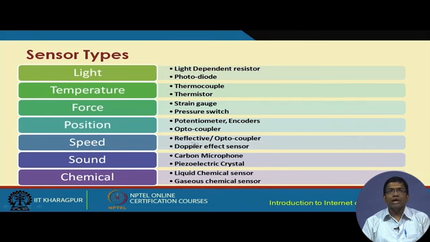Then we have speed. For speed sensing, we have reflective sensors and Doppler effect sensors. The Doppler effect is based on the relative velocity, for example, the relative velocity of sound, and based on that, these Doppler effect sensors work. Then we have the sound sensors: the carbon microphone, like our existing traditional microphones, and piezoelectric crystals, and so on. For chemical sensing, we have liquid chemical sensors and gas chemical sensors.